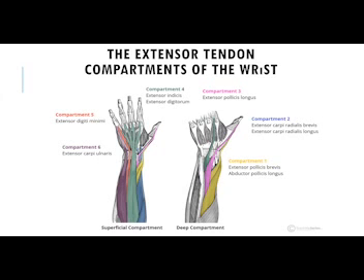The 4th compartment of the wrist transmits the tendons of the extensor digitorum and extensor indicis. Compartment 5 contains the extensor digiti minimi tendon, which travels into the little finger. The 6th compartment is located on the medial, ulnar aspect of the wrist. It conducts the tendon of the extensor carpi ulnaris.